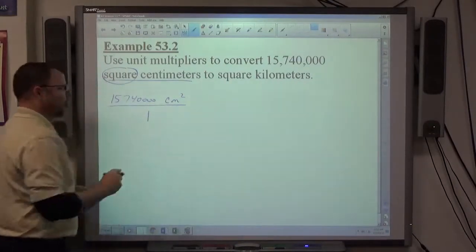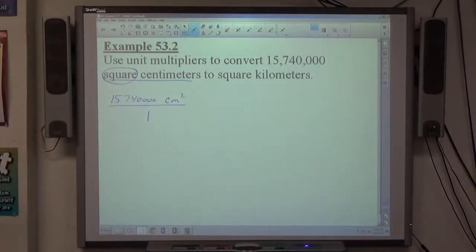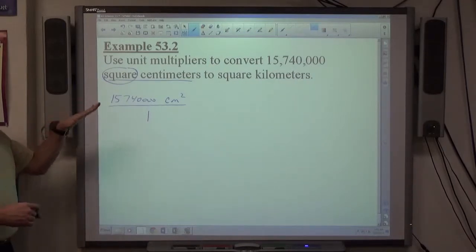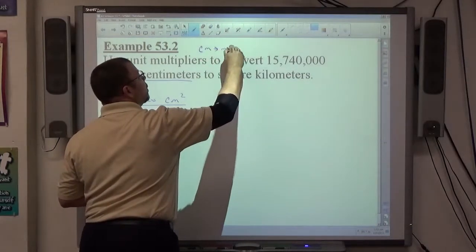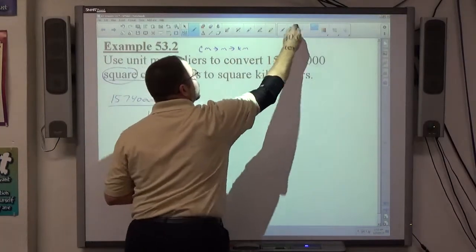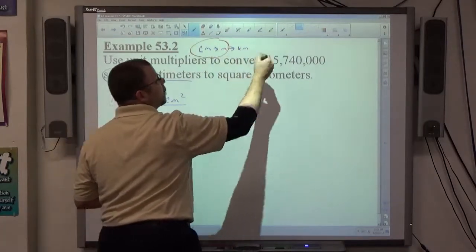And if I haven't already shown you this, I'm going to show you this today because it will save us a lot of room on our paper. Usually what I do is I write centimeter, centimeter, right? I'm going to write centimeters squared here and work with it that way. I still am going from centimeters to meters to kilometers, but now I want to get square centimeters to square meters and square meters to square kilometers.